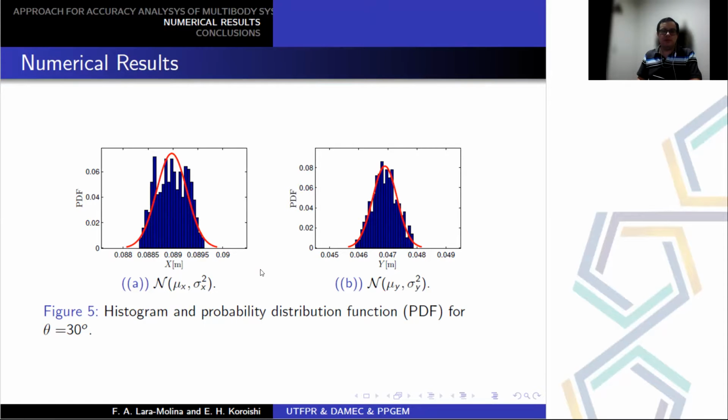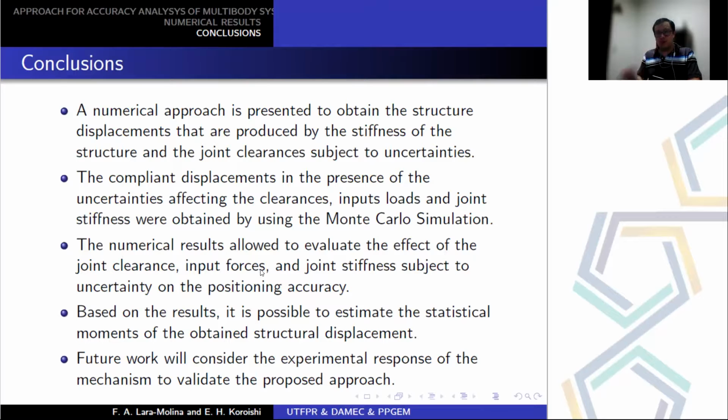As a conclusion, this numerical approach presented in this work permitted to estimate the structure response by considering the uncertainties on the clearances and also in the joint stiffness. The compliant displacements in the presence of the uncertainties affecting the clearances, input loads, and stiffness of the joints were computed by using the Monte Carlo simulation.